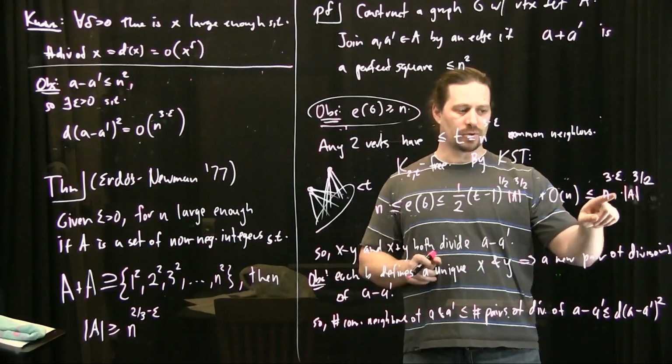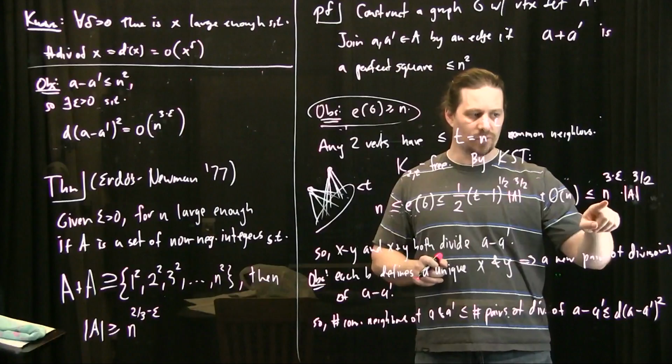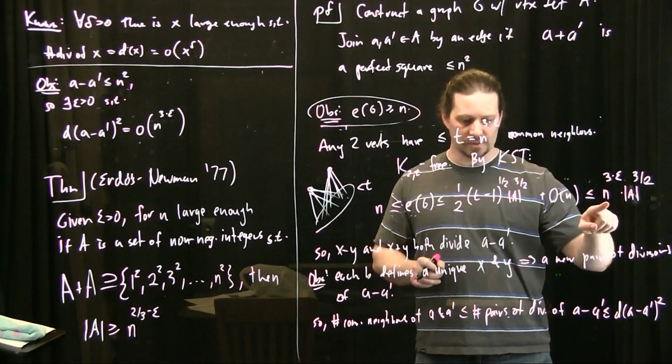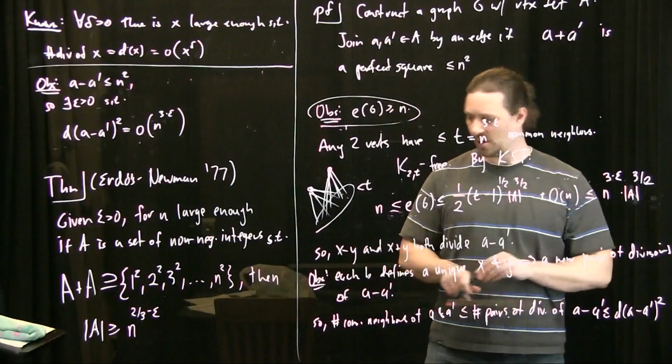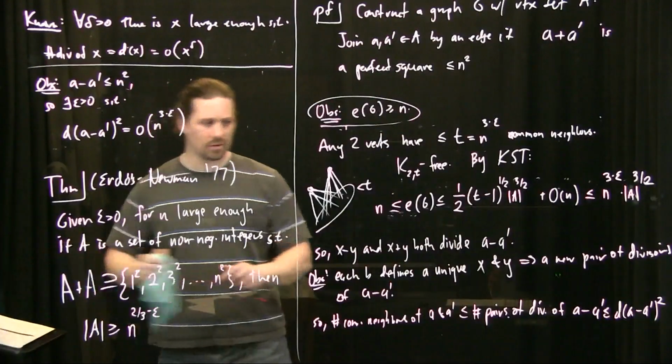Okay? I know that the number of common neighbors is little o of n to the 3 epsilon, so I put this instead, but I don't know the size of A. Okay, so now what I want to do is actually solve for A. And that's not in the notes, but maybe I'll go through it real quick here.